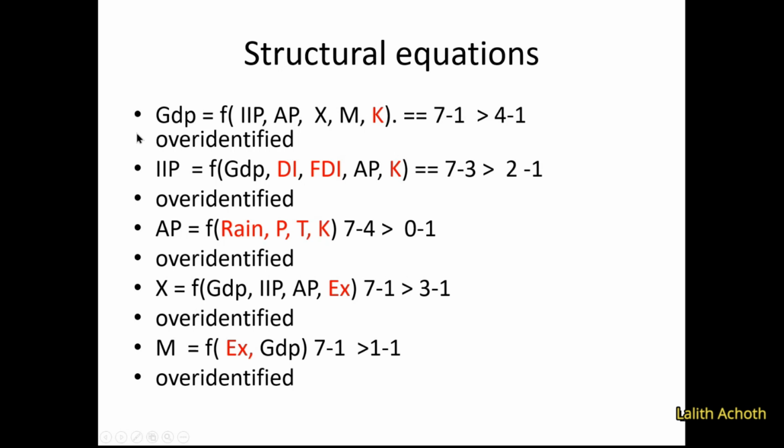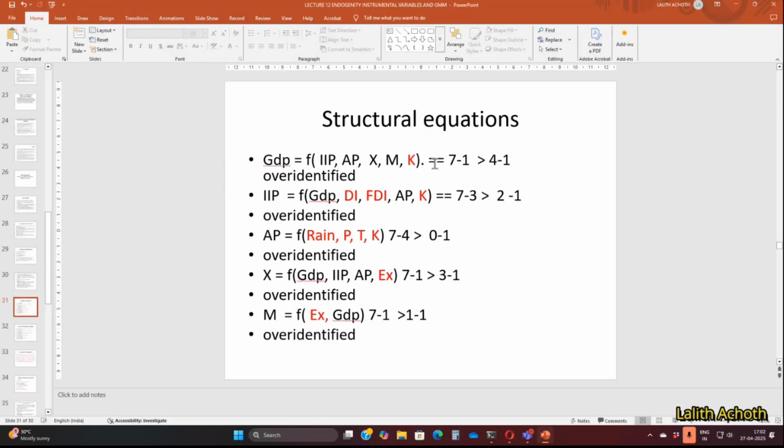Now when we do this identification, I do it equation by equation. So I take the first equation. I know the total capital K is 7. How many exogenous variables are there in this equation? There is only one. So 7 minus 1 is greater than how many endogenous variables are there? 1, 2, 3, 4, 5. Okay, I made a mistake.